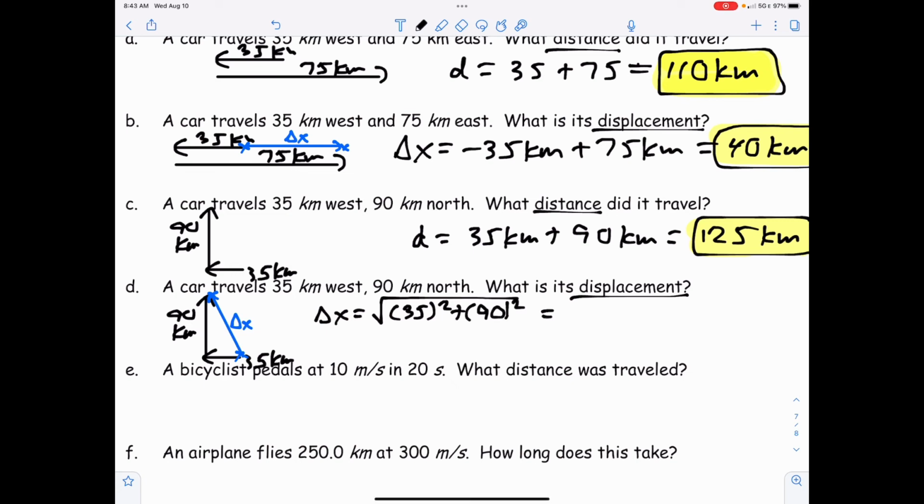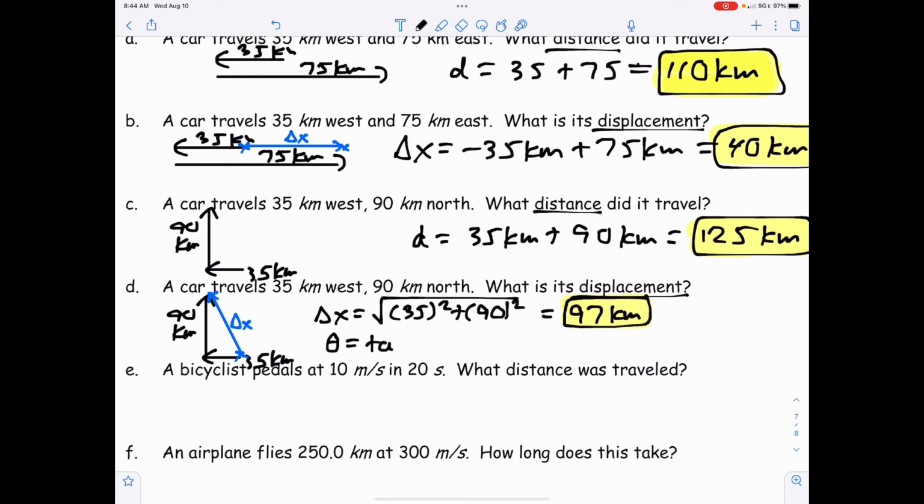Okay, and we put that in our calculator, 35 squared plus 90 squared, and then we square root that number, and we get about 97 kilometers. But it's displacement, so you need a direction. Well, think about what we did in the vector preview practice earlier. We need to take the arctangent of that.